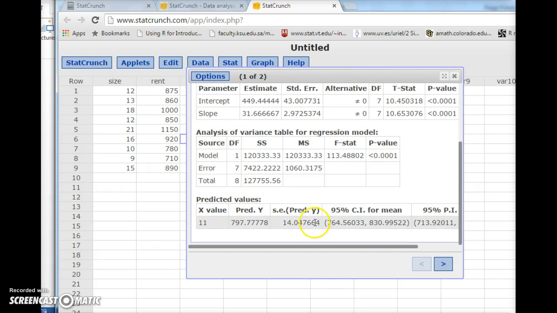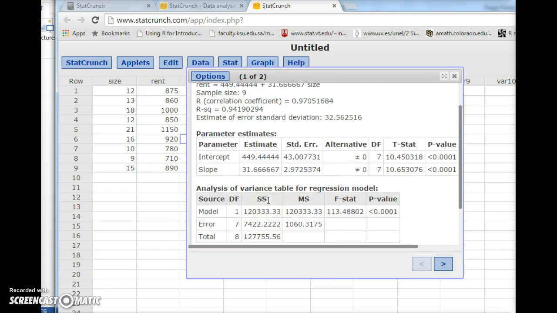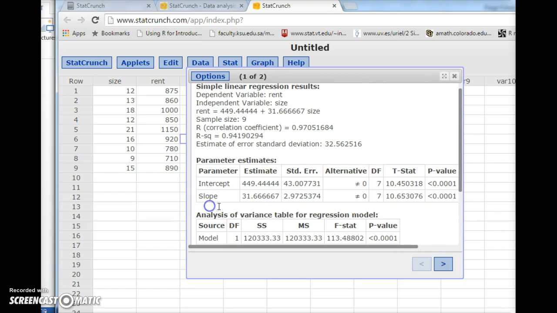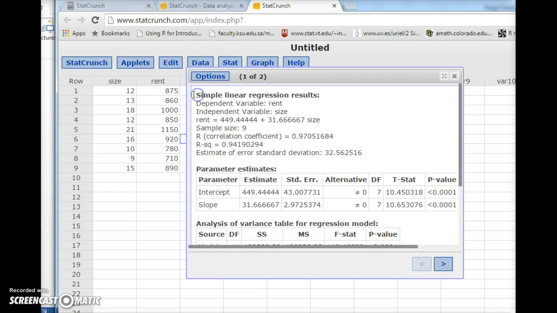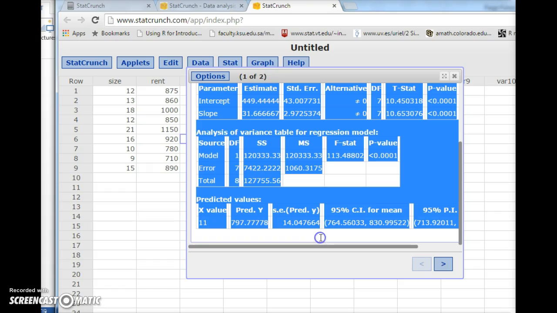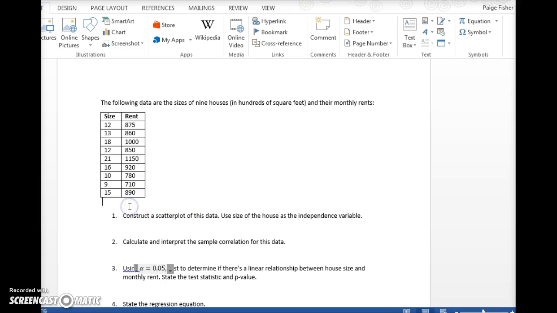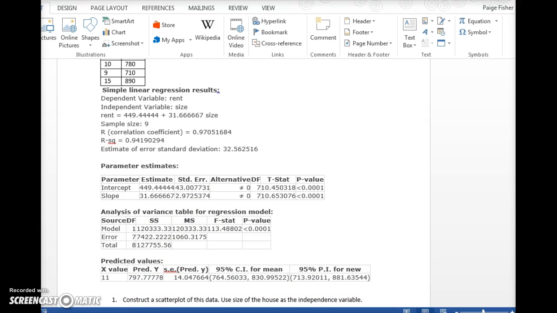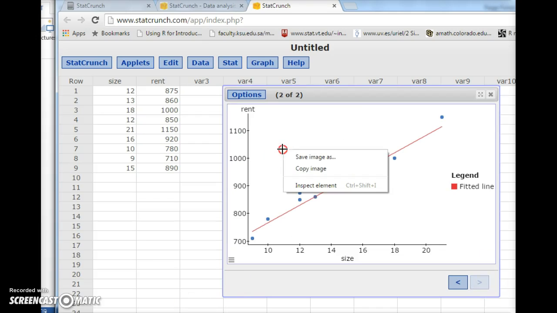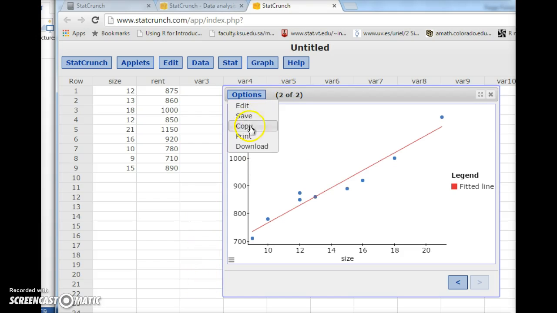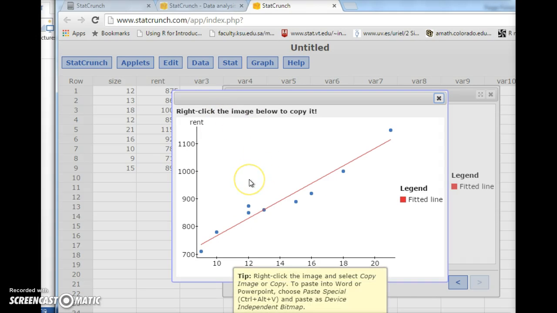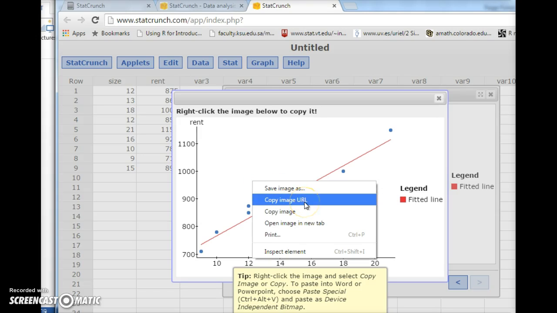Okay, so here's the last part. Let's go ahead and copy it all. So Control C. I'm just going to paste it right here for right now. And then let's go back to copy the correlation plot. It tells you directions down here. Sometimes it can be tricky. So we right click and select copy image.